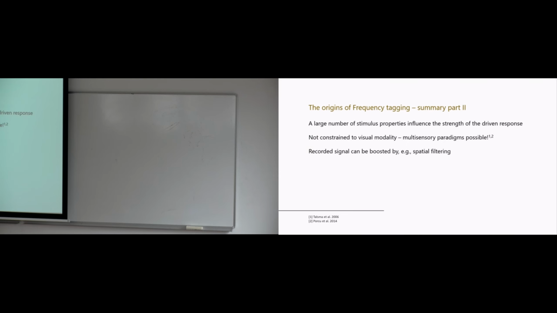And I've also told you that you can use some different spatial filtering approaches in order to boost your signal once you've done your experiment and you are looking into the data analysis. And we're not necessarily limited to strictly rhythmic stimulation. We can also look into quasi-rhythms within a certain reasonable range of frequencies.